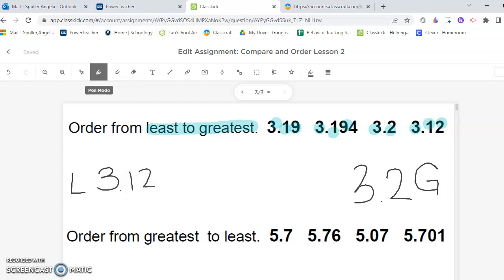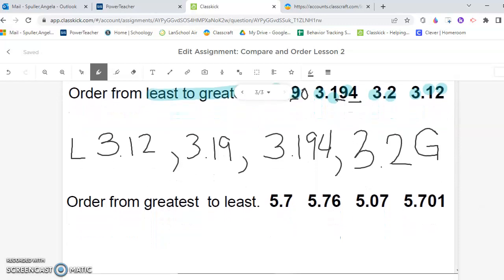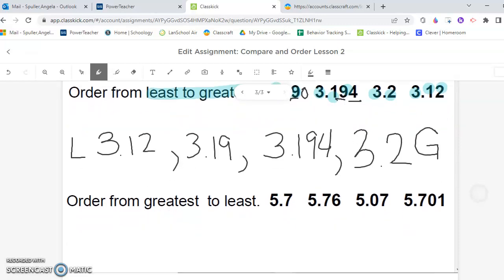3.12. Now, here we have a 9 in the hundredths and a 9 in the hundredths. But behind this one is a 0, and this one's a 4. Well, 4 is greater, so I'm going to put 3.194 here. And I'm going to put 3.19 here. Okay. So I want you to try this next one on your own and then come back and see if you got it correct. Remember, pause the video.